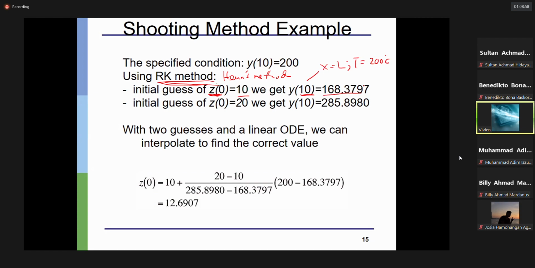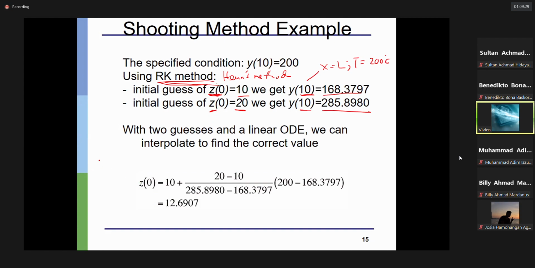Now we take the second guess, which is 20, to make it larger. Then we calculate the value at the second boundary, at x equals L, which is 10. The temperature there will be 285, so now the temperature is too high. For the third guess for z, the slope, we can use interpolation.